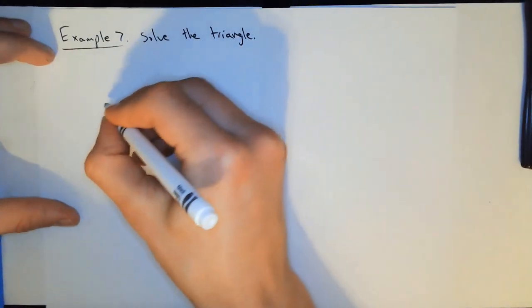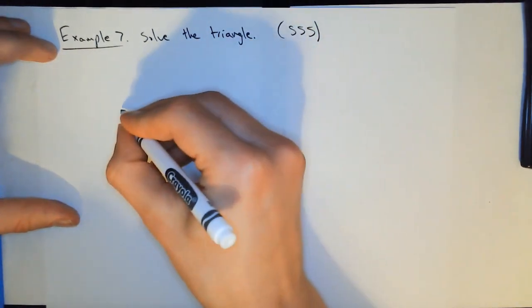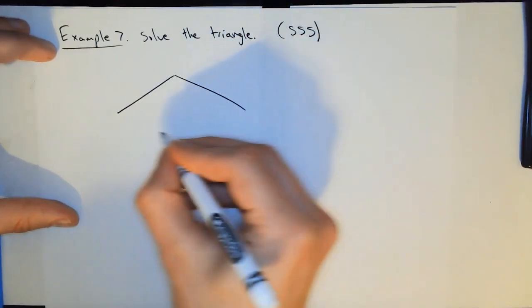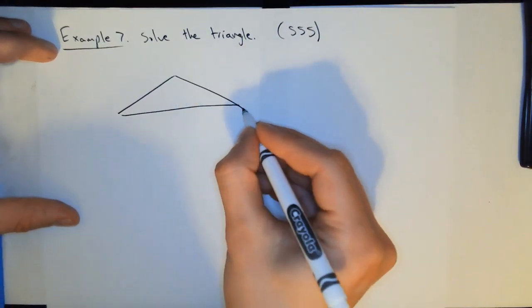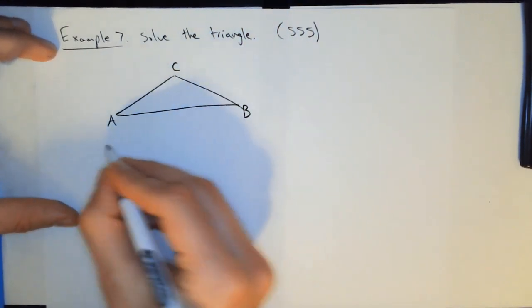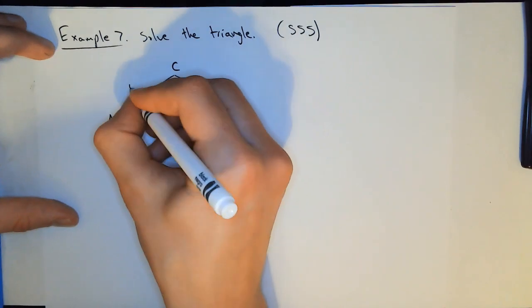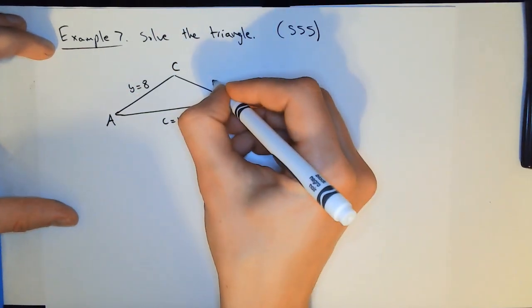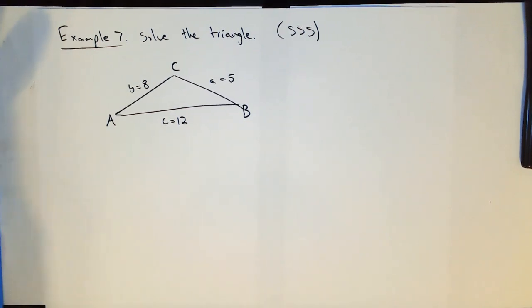So this is going to be a side-side-side case. Let's make this A, C, and B. Oof, didn't mean to miss that line there. There's A, B, and C. Little c here is 12, little b is 8, and little a is 5.